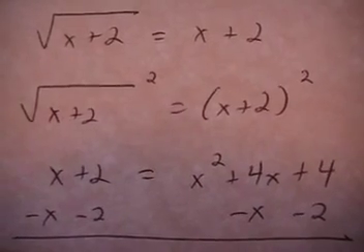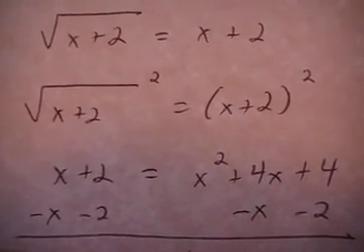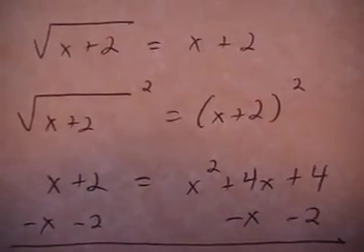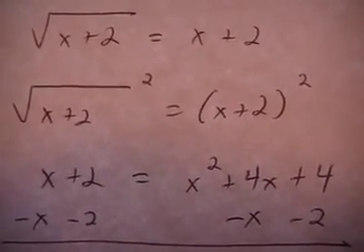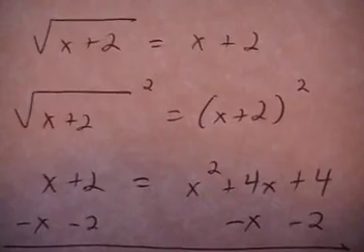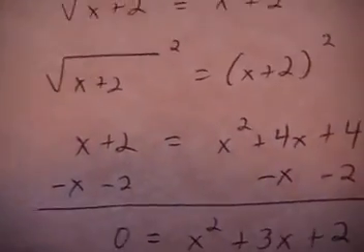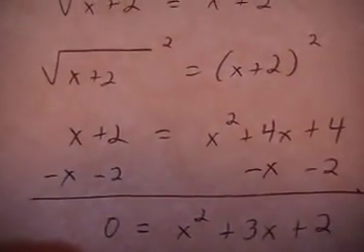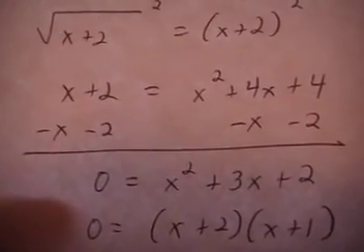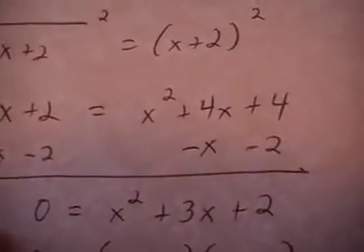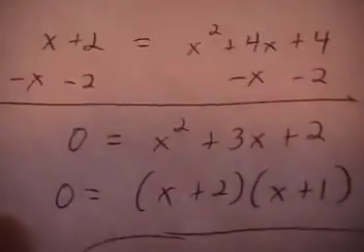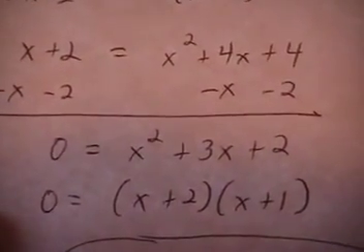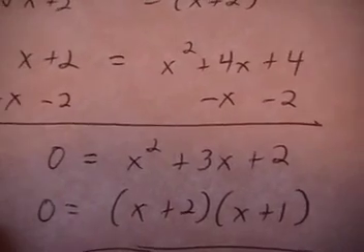Because we have a quadratic equation at this point, we want to get one side equal to 0. It's best in all quadratic equations to get one side equal to 0. Then you may be able to solve it with factoring, completing the square, or quadratic formula. So I'm minusing x and minusing 2 to make the left side 0. 4x minus 1x is 3x. 4 minus 2 is 2. So we're left with 0 equals x squared plus 3x plus 2.